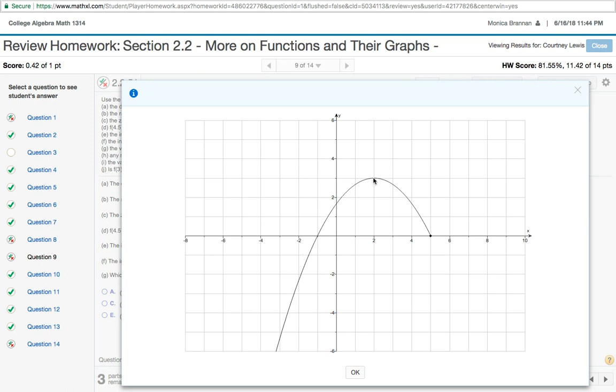We're to the top of the hill. We're ready to go down. What is the x value here? 2. It goes down, it goes down, it goes down, then it stops. When does it stop? When x is 5. So we should be going from 2 to 5. This function is decreasing from 2 to 5.